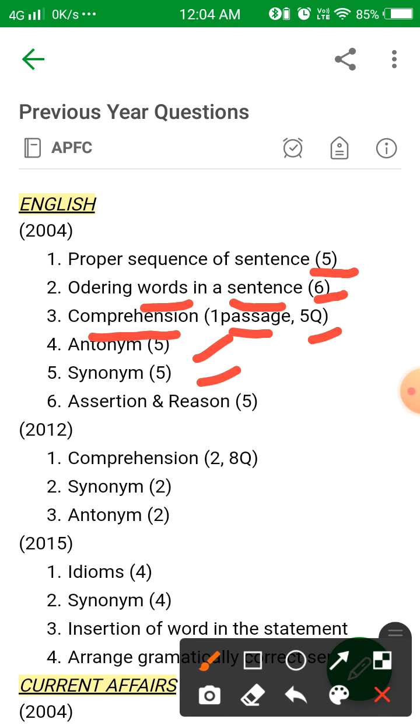Next, moving on to 2012, there were questions more on comprehension. That is, 2 passages were given and 8 questions were asked. Then we had the synonyms and antonyms.